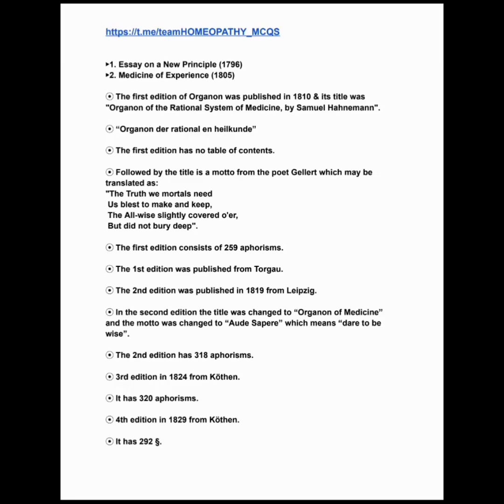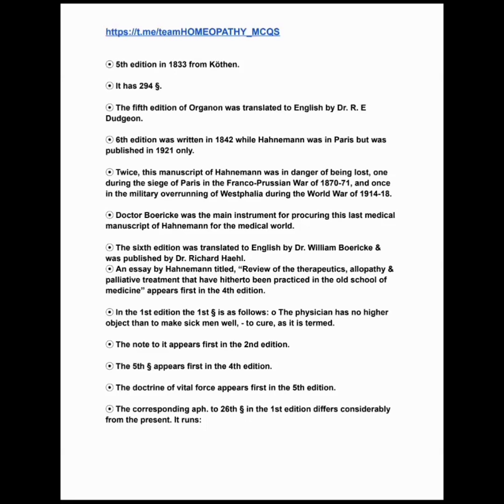Third edition published in 1824 from Cothen. It has 320 aphorisms. Fourth edition, published in 1829 from Cothen. It has 292 aphorisms. Fifth edition, published in 1833 from Cothen. It has 294 aphorisms. The fifth edition of Organon was translated to English by Dr.